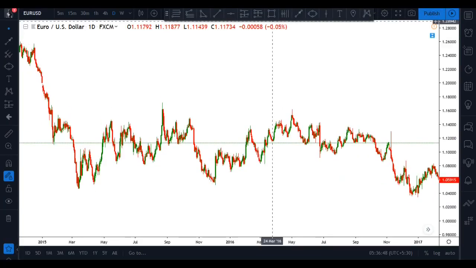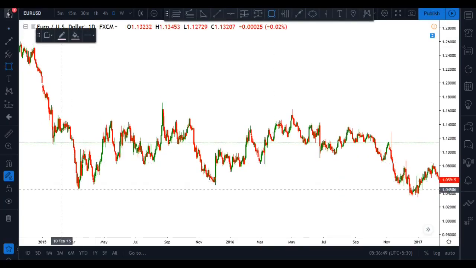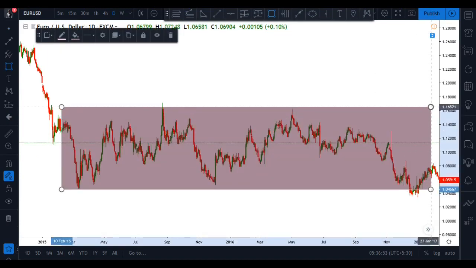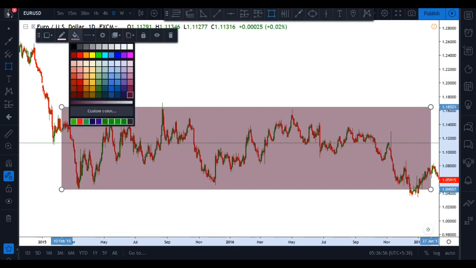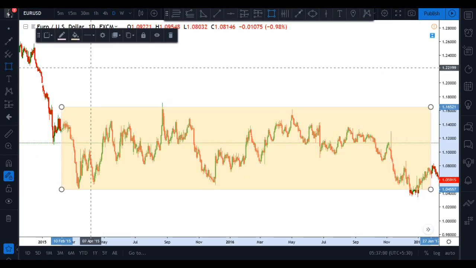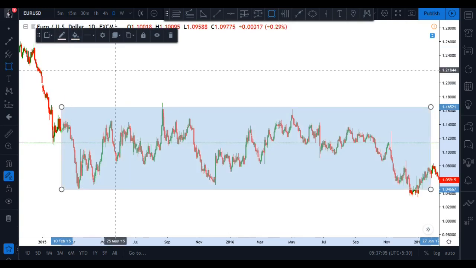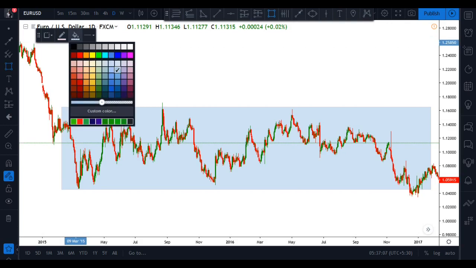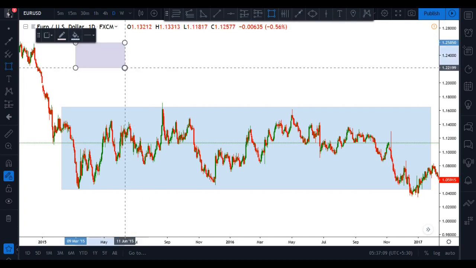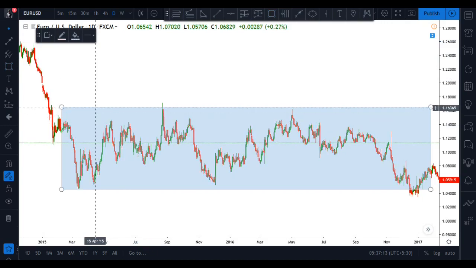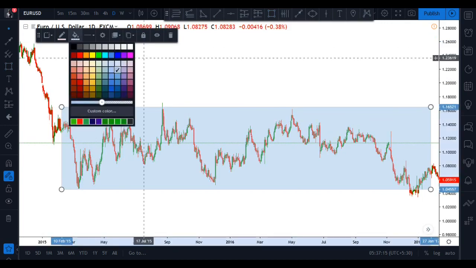Here we go. It's a bit dark. Let's make it a bit brighter. Oh, it's dull. Okay. I think that's enough.